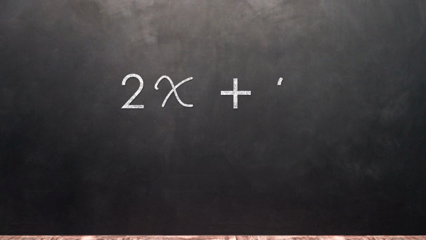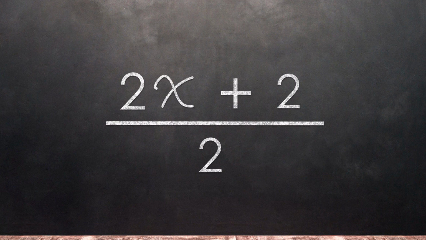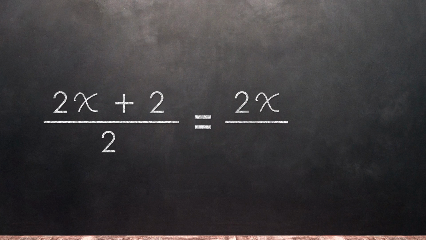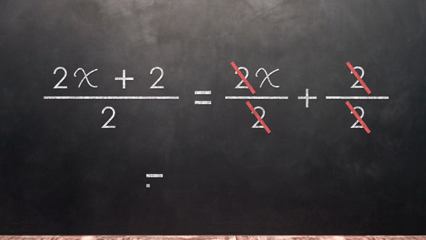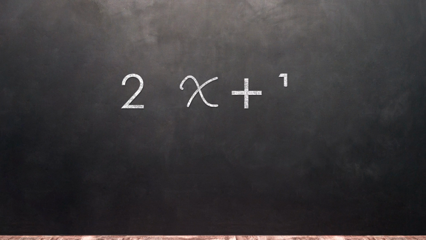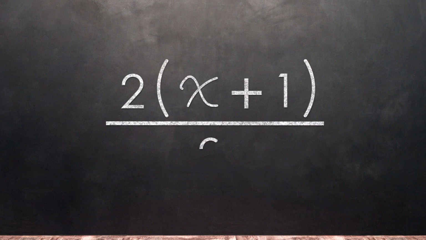Consider the expression 2x plus 2 over 2. 2x and 2 are both divisible by 2, so we can cancel out the 2's from each of the terms in the numerator with the 2 from the denominator. To make this more clear, let's separate the terms in the numerator. Since 2x is divisible by 2, we can cancel out the 2's in that term, and 2 over 2 is 1. Instead of separating the terms in the numerator, we could also factor out a 2. Since our numerator is now a product, we can cancel out the 2's.